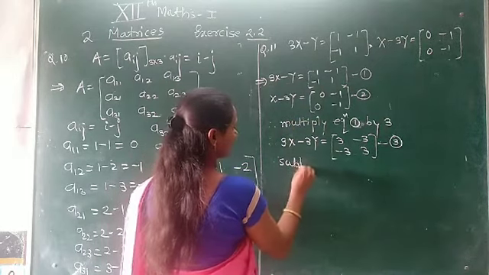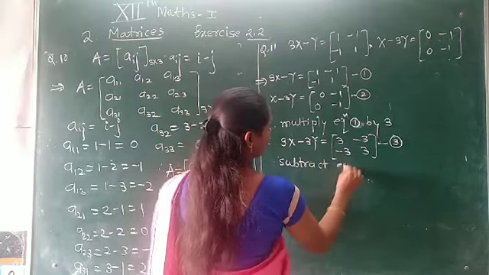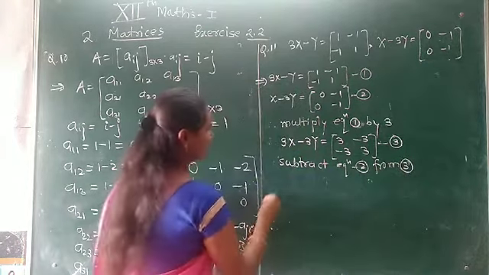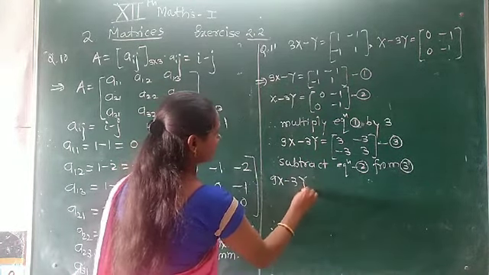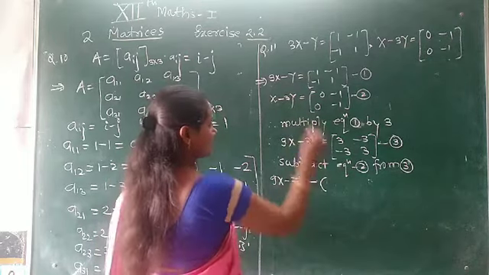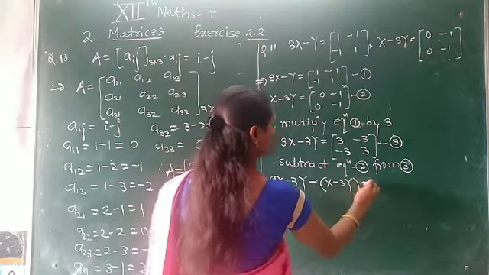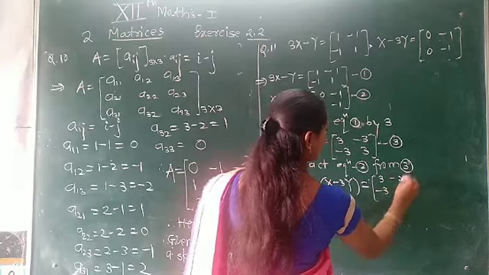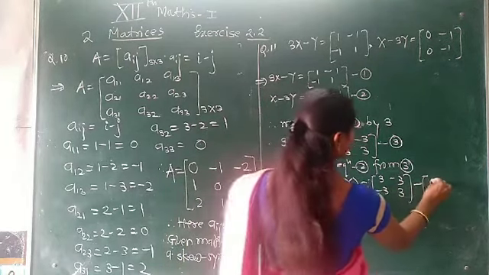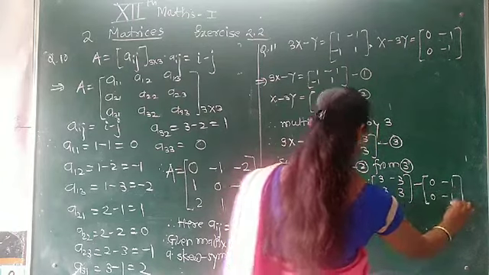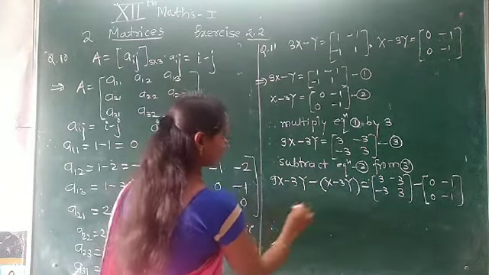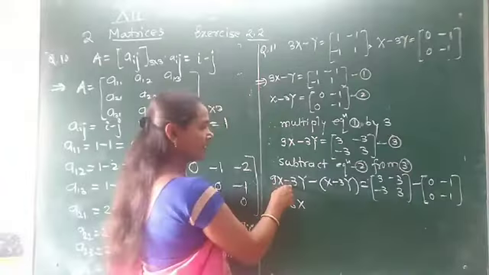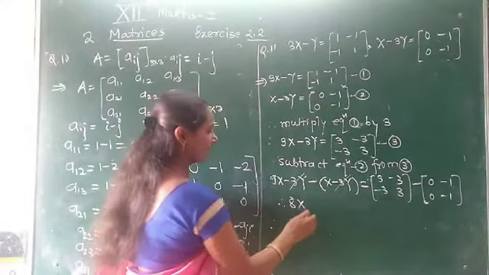Now subtract 2 from 3. So look here, 9x minus 3y minus, we subtract this x minus 3y, and from this we subtract this, so 3 minus 3 minus 3, 3 minus 0 minus 1, 0 minus 1. So here we get 9x minus 6, that is 8x, and here minus minus becomes plus 3y, and here is minus 3y, so this plus 3y minus 3y will be cancelled.